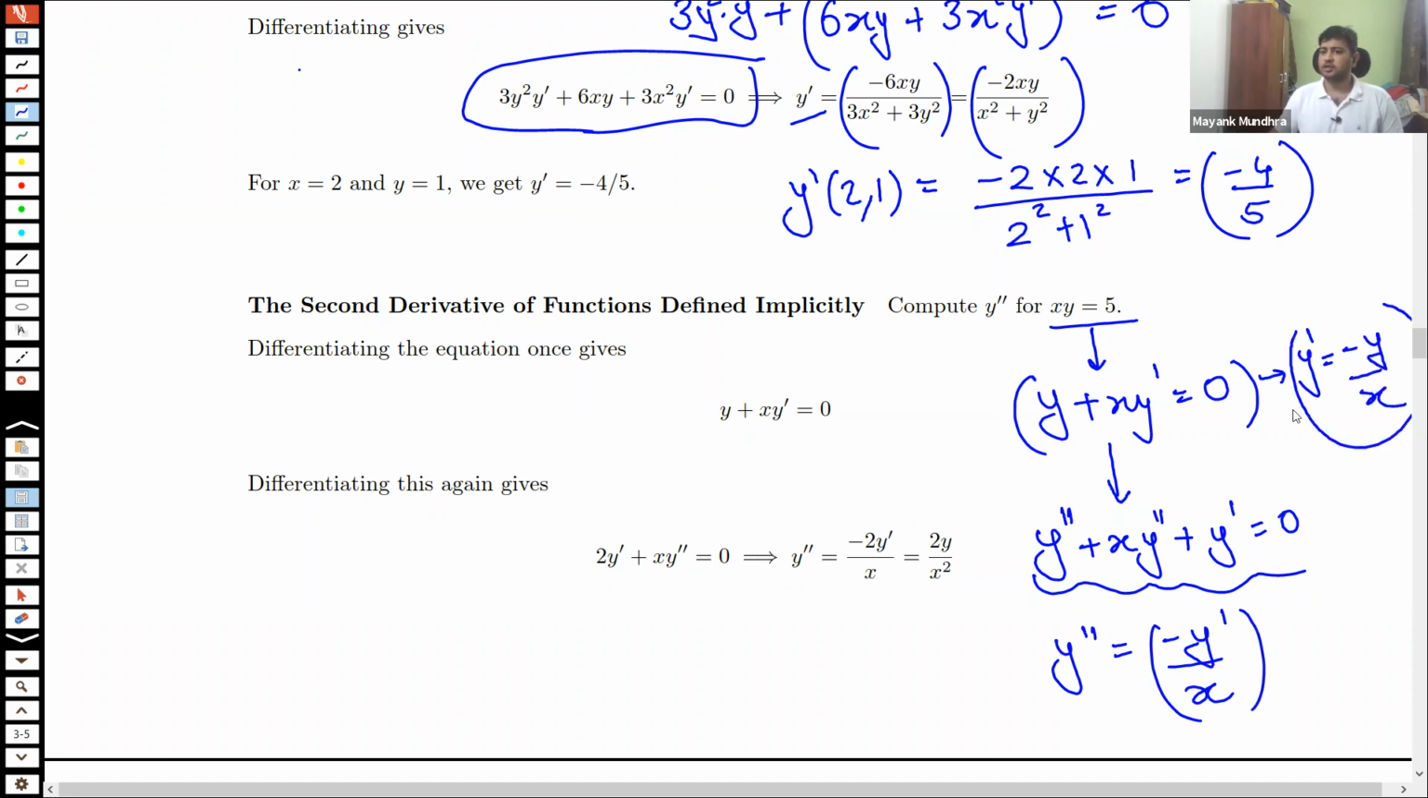So I can substitute this value of y prime here, right? And I'll get the double derivative as 2y upon x square. Why am I getting 2y? Okay, yeah. So y prime plus y prime, y double.